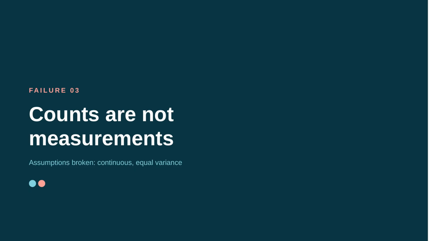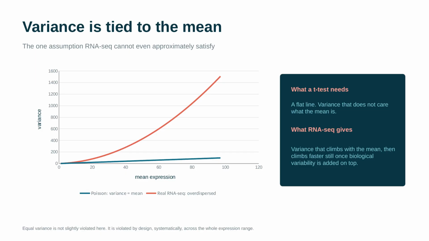Failure 3. Counts are not measurements. The t-test assumes your measurement is a continuous quantity with a variance that does not depend on its mean. RNA sequencing gives you neither. What you get is a count, the number of reads assigned to a gene. 0, 1, 2, 17. It is an integer, it is bounded below at 0, and its variance is tied directly to its mean. That last point is the fatal one.